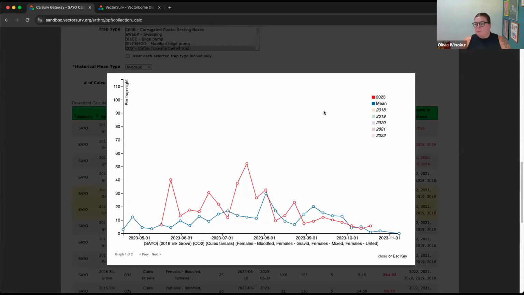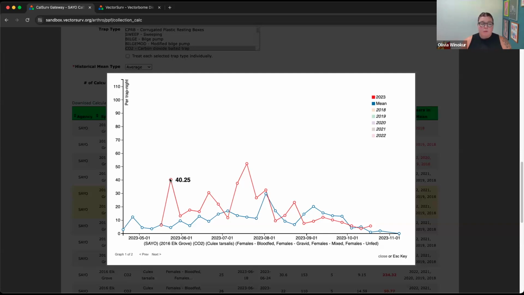Or we can view the graphs, which is a really easy spatial way to see this, or visual way to see this. So the red line here is our 2023 abundance. On the y-axis is mosquitoes per trap night. So in this week period, we collected 40 mosquitoes per trap night. So I may have an action threshold that if I collect more than 40 Culex tarsalis per trap night, I do adult control.